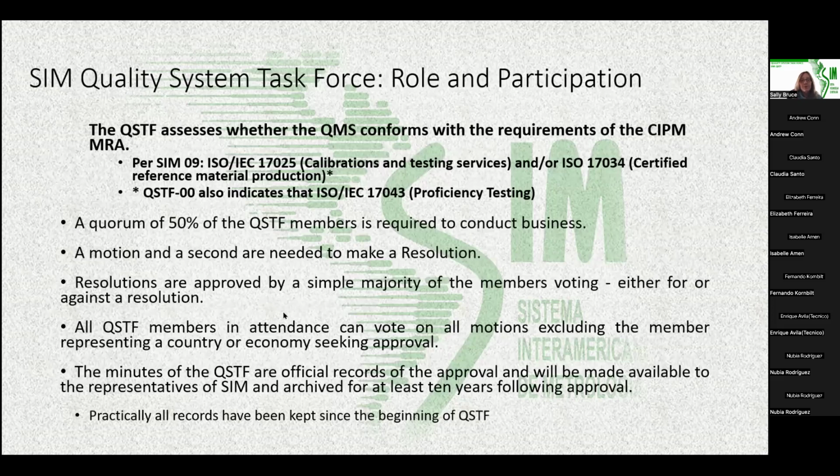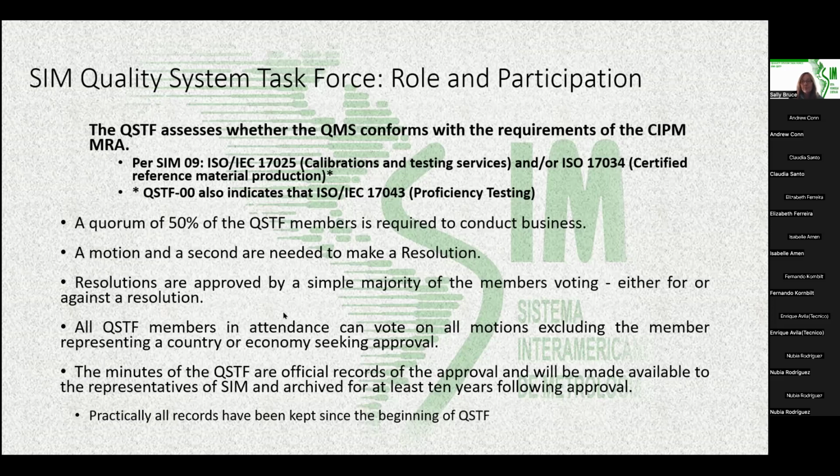Again, the roles and participation: QSTF assesses whether the QMS is conformant with the requirements of the MRA per CIM 09, the ISO IEC 17025, or the ISO 17034. We also have a QSTF-00 document that indicates that we will look at quality systems under ISO IEC 17043 proficiency testing capabilities. A quorum of 50% of the QSTF members is required to conduct business. A motion and a second are needed to make a resolution, and the resolutions are approved by simple majority of the members voting either for or against that resolution.